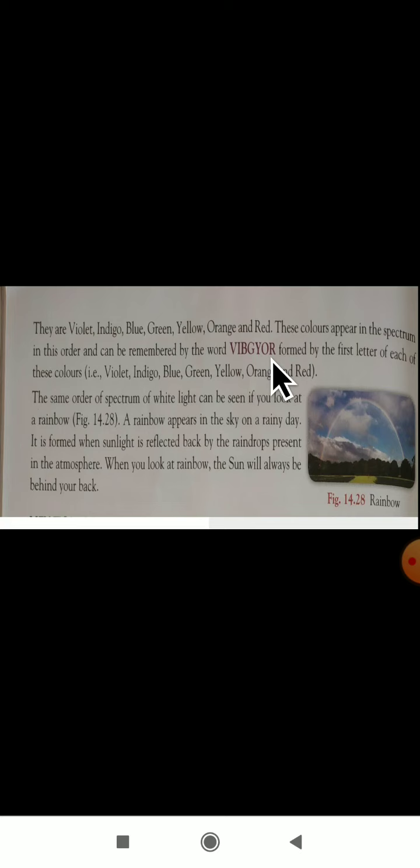The same order of the spectrum of white light can be seen if you look at the rainbow. Yes, you have all seen a rainbow. In the rainbow also there are 7 colors. The spectrum occurs there too, that is VIBGYOR, in the same series: first violet, then indigo, blue, green, yellow, orange, red.